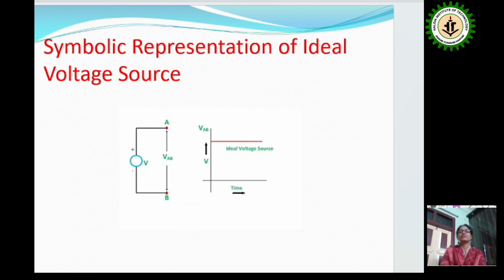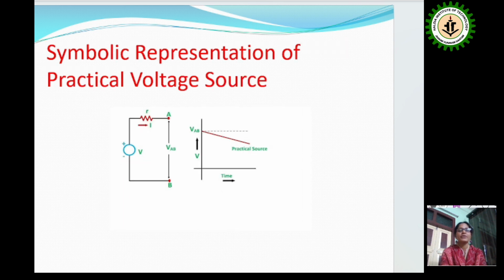Now, the symbolic representation of an ideal voltage source. This is the symbolic representation of an ideal voltage source. This source has no internal resistance. And this is the graph. Then the symbolic representation of a practical voltage source. This practical voltage source has internal resistance r. That's why the terminal voltage is not constant. This is the graph.